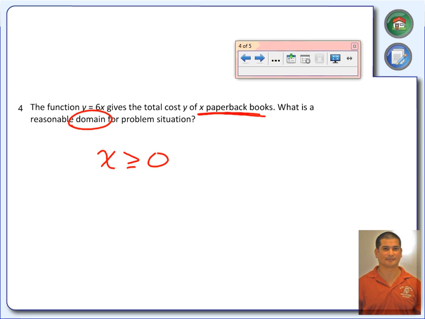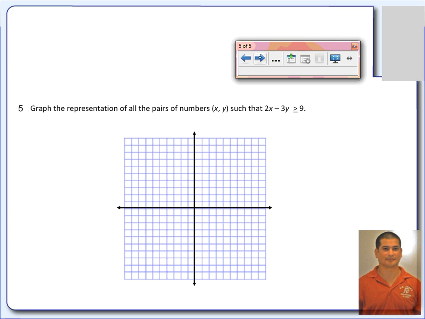There is no such thing as buying negative paperback books. But again, be careful because tomorrow, or not tomorrow, but on Thursday, I may decide to change the word domain to range. I may give you a different equation. May change it completely. All right, but the bottom line is pay attention to the keywords. All right, we're going to do one more, and that's number 5.